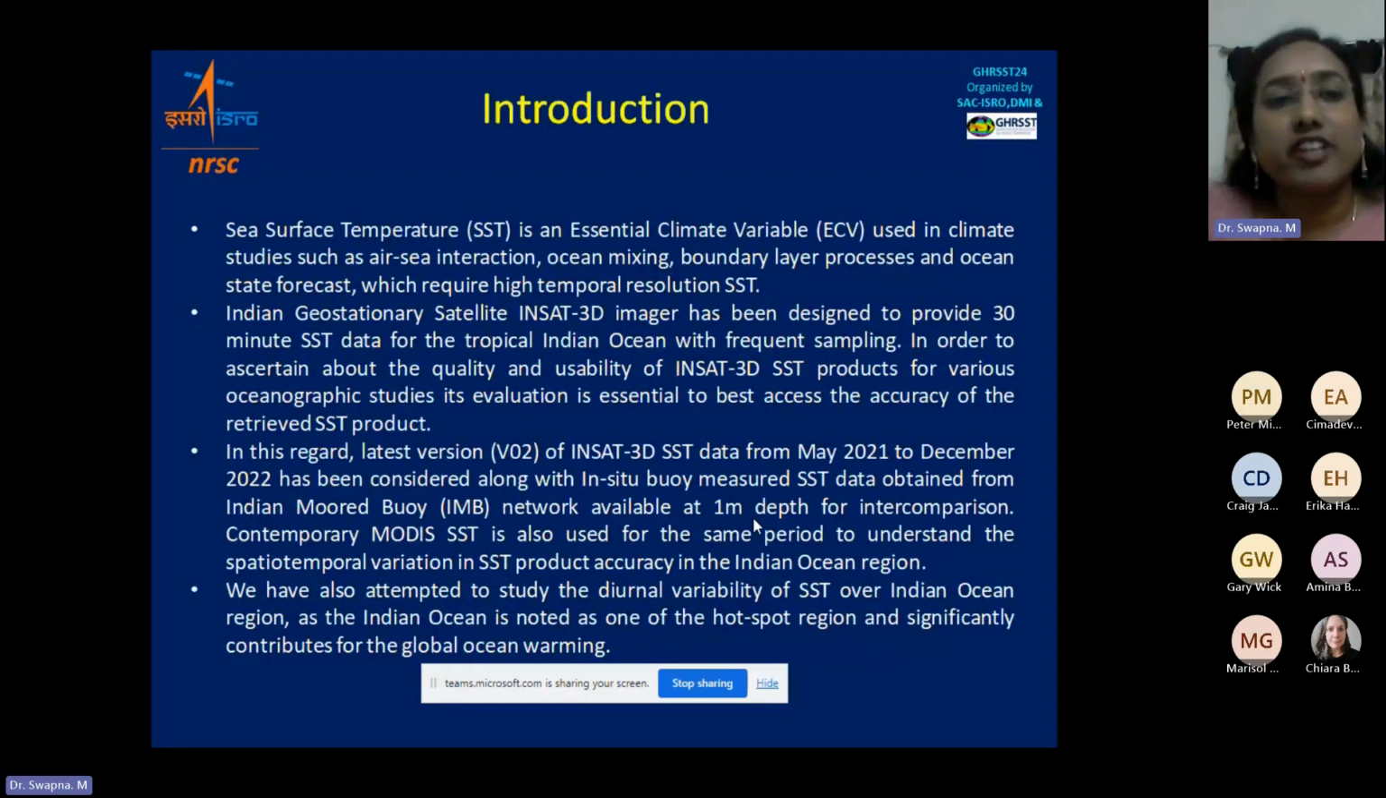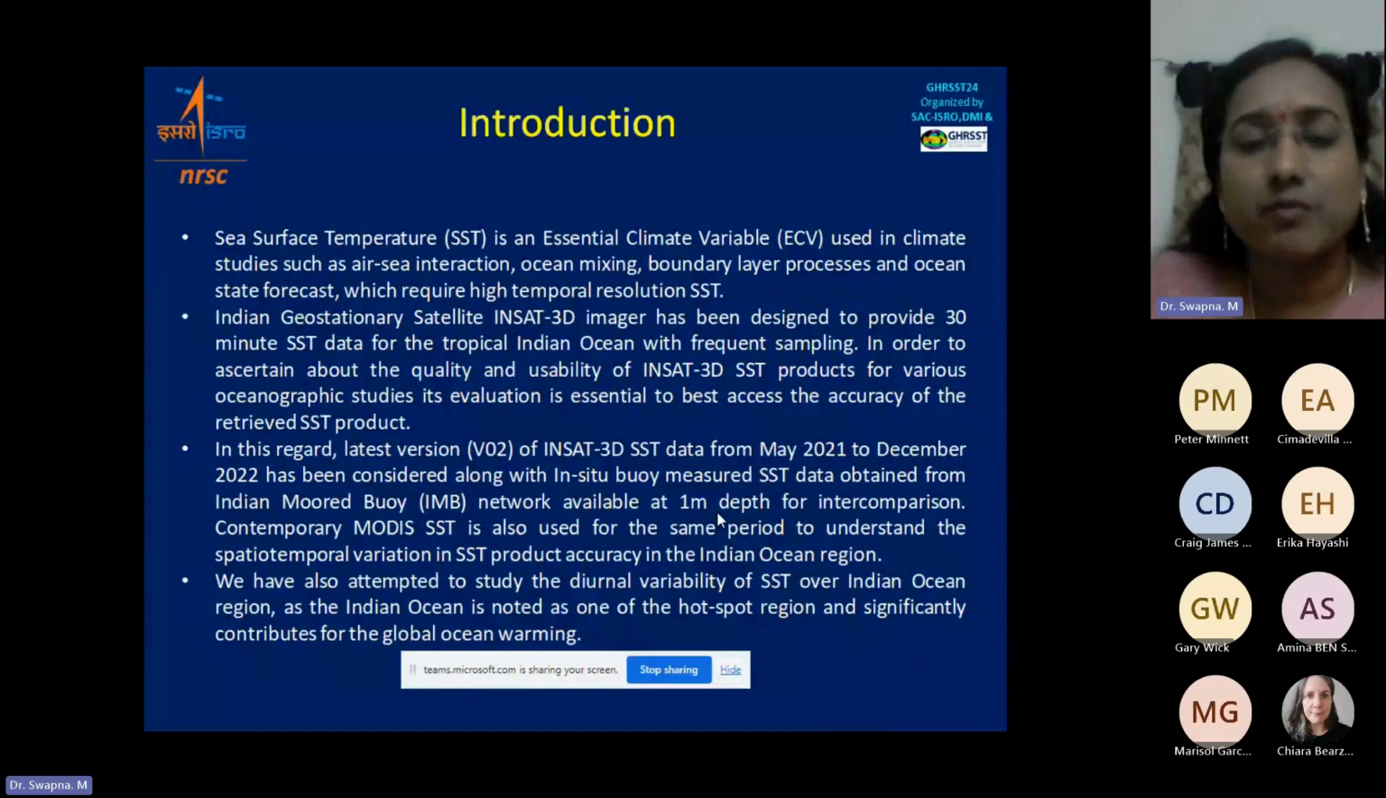Coming to the introduction, as we all know, sea surface temperature is an essential climate variable which is used in climate studies, air-sea interaction, ocean mixing, boundary layer processes, and as an input to models as a basic parameter. So we use SST in most of our ocean and atmospheric applications. This has a greater implication in climate, as we all know that temperature is increasing. To understand what is going on at the global and regional scale, SST is an important parameter. That's why it is considered an essential climate variable.